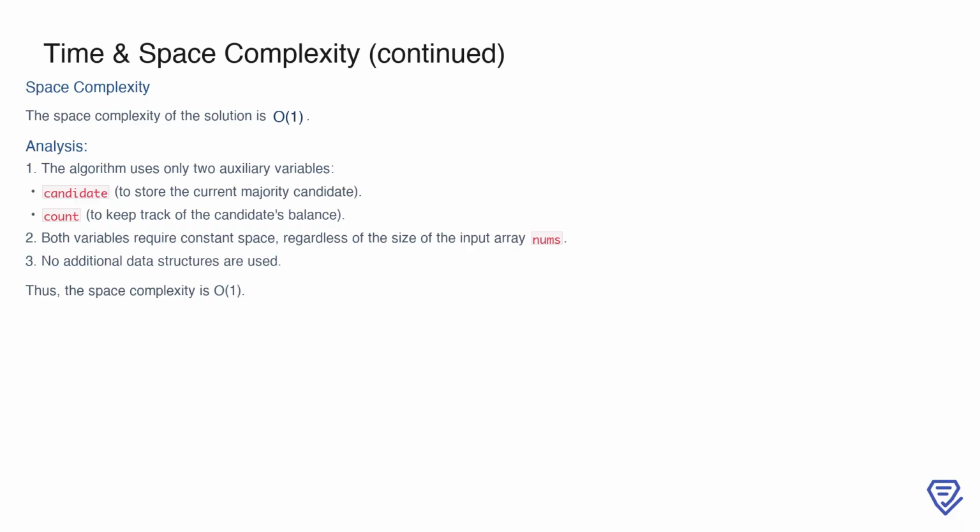Moving on to space complexity, the Boyer-Moore voting algorithm is highly space efficient, with a space complexity of O(1). This is because the algorithm only uses two auxiliary variables, candidate to store the current majority candidate and count to track the balance. Both of these variables occupy constant space, irrespective of the size of the input array. Importantly, no additional data structures, such as arrays or hash maps, are used in this approach. With such minimal memory usage, the algorithm is exceptionally space efficient, making it a standout solution for this problem.